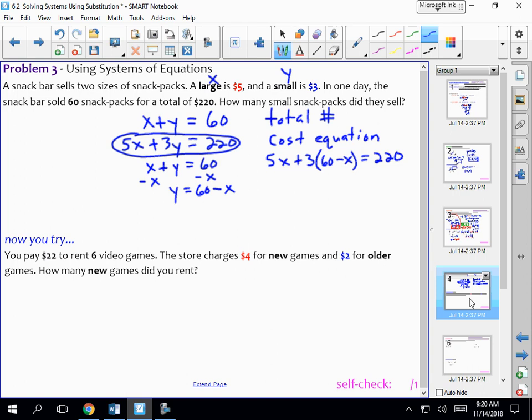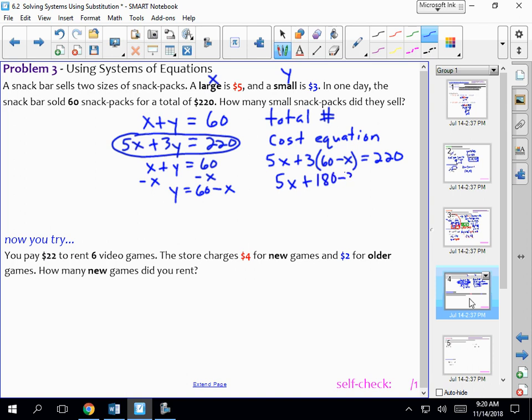And then I can solve this word problem. Notice that they only ask for small snack packs. So if I were really thinking ahead, I would have solved for x in terms of y, and then I would have been done when I found y, because the y is the small snack packs. But that's okay. We'll find the number of large ones here.